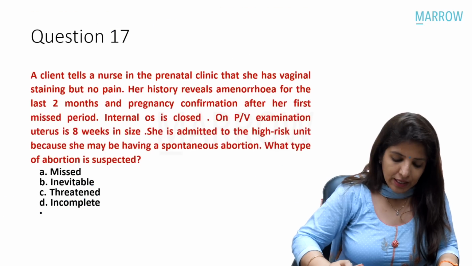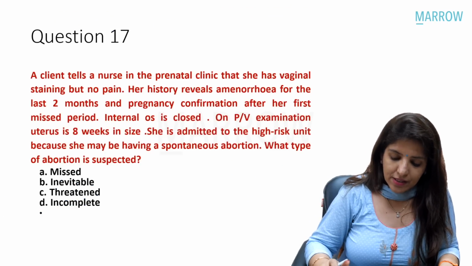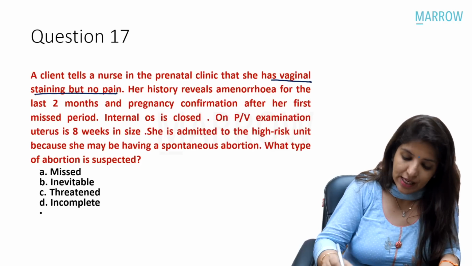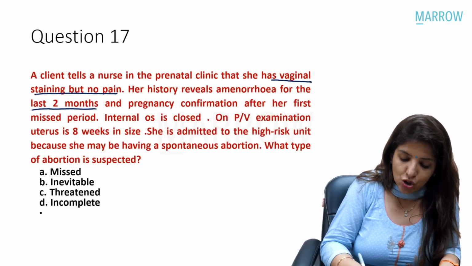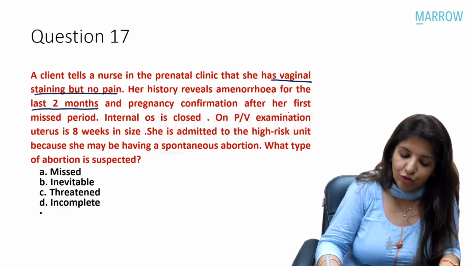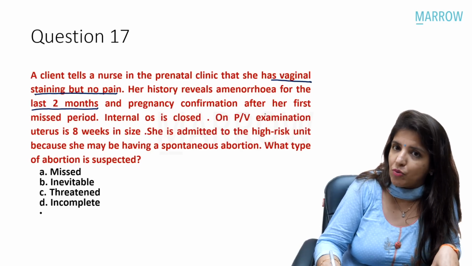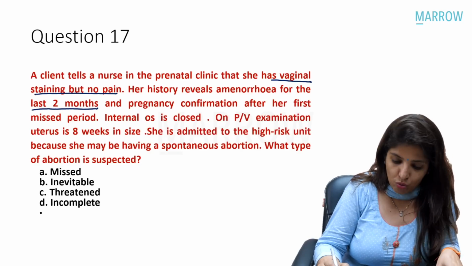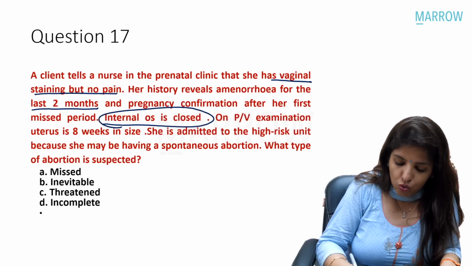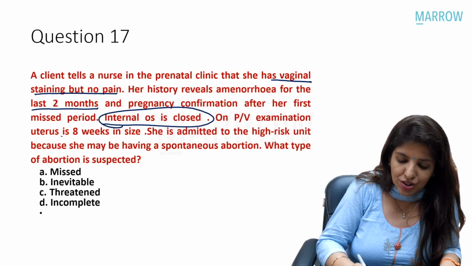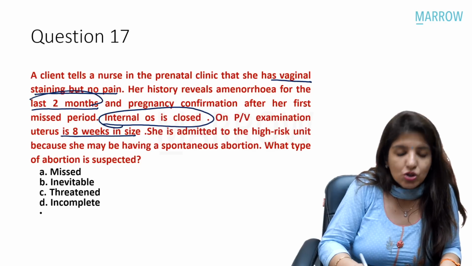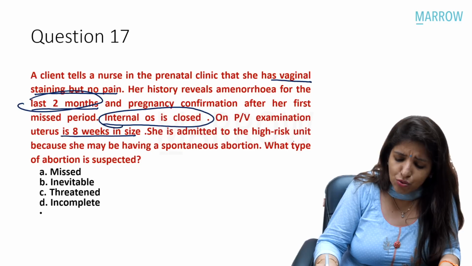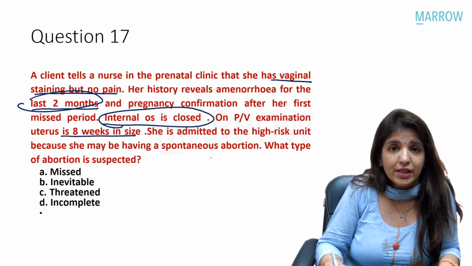Okay. Next question. A client tells a nurse in the prenatal clinic that she has vaginal staining but no pain, right? Her history reveals amenorrhea for the last 2 months and pregnancy confirmation after a first missed period. So she had a missed period, pregnancy was confirmed, and now after 2 months she is having vaginal staining but there is no pain. Internal os is closed. On per vaginal examination, uterus is 8 weeks in size. So she is 2 months pregnant, 8 weeks uterus, that means they are corresponding. She is admitted to the high-risk unit because she may be having a spontaneous abortion.